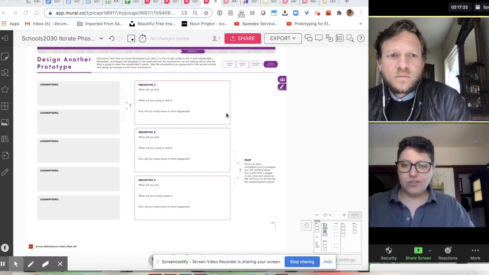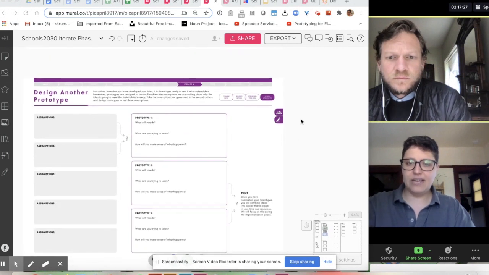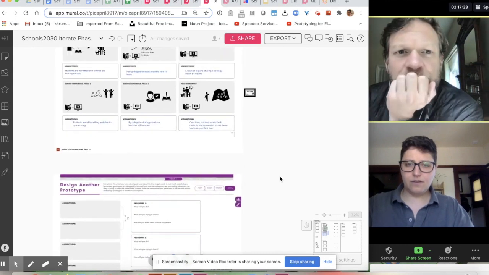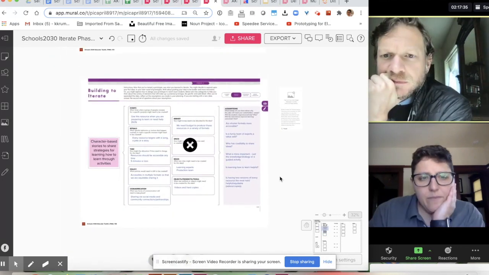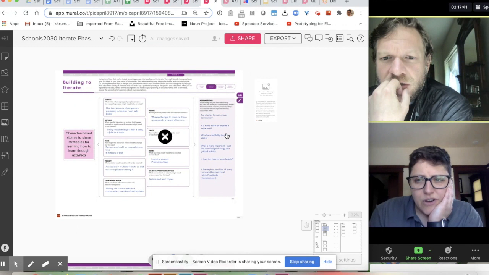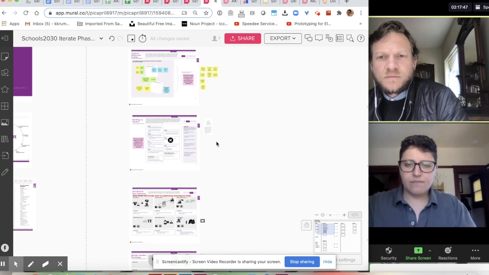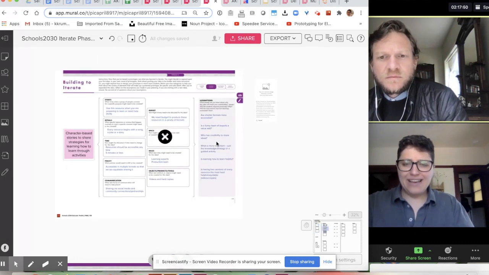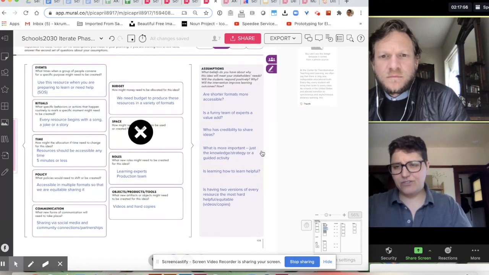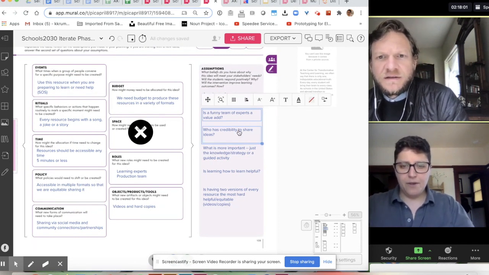I'm going to zoom out. Let's think about what are those priority assumptions that we want to be sure we test. So looking at the building to iterate, I wonder about that team of experts or credibility. Those are interesting ones, or maybe those are two that we test together. I think so. Yeah, okay.